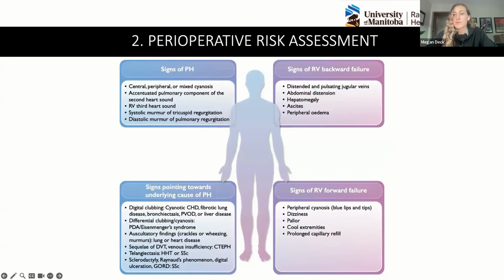Physical exam is important in assessing both the severity and underlying cause of the pulmonary hypertension. The examination can be broken up into 4 pillars. The first being assessing for signs of pulmonary hypertension, which might include cyanosis, the systolic murmur of tricuspid regurgitation, or diastolic murmur of pulmonary regurgitation. Signs of backward RV failure, which may be elevated JVP, abdominal distension, hepatomegaly, and peripheral edema. Signs of forward RV failure, which could include cyanosis, pallor, or cool extremities. And then other signs pointing to an underlying etiology of the pulmonary hypertension.